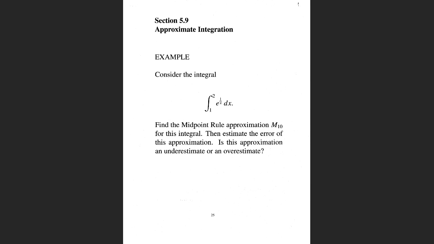there are integrals such as this integral here, the integral from 1 to 2 of e to the 1 over x power dx, that you can't get the exact answer for, because there's no antiderivative for e to the 1 over x power.